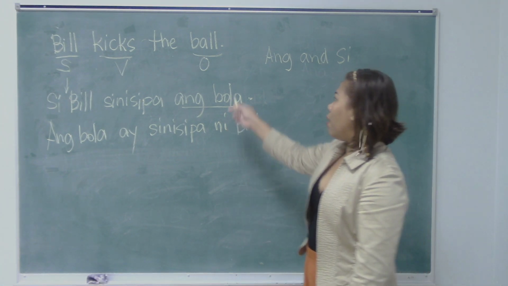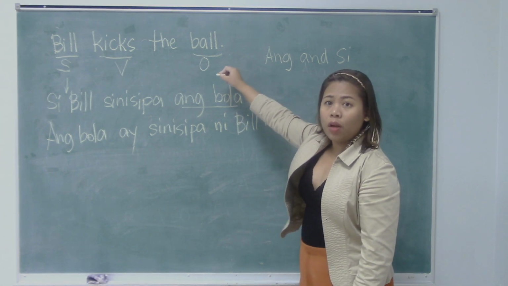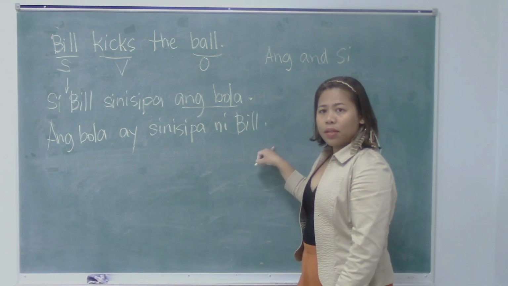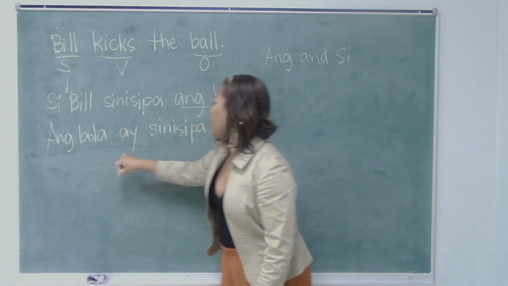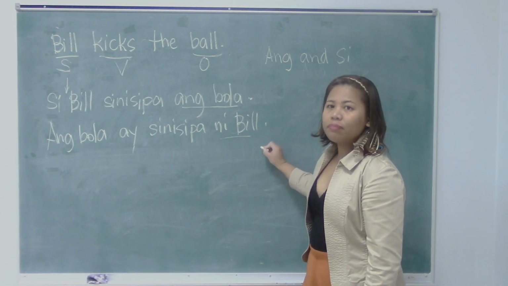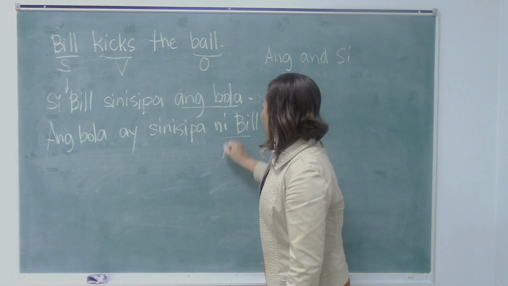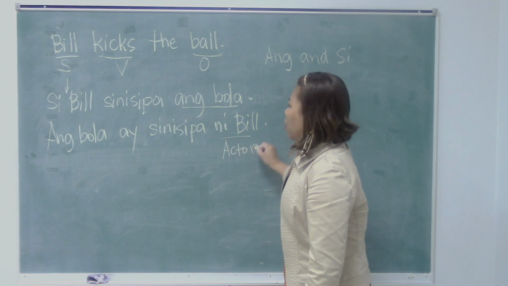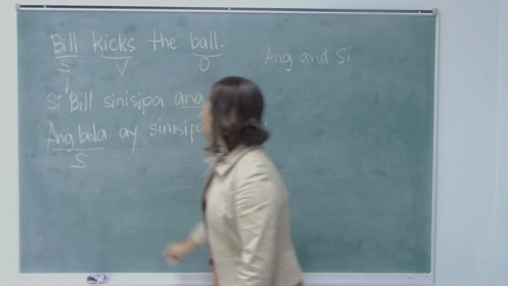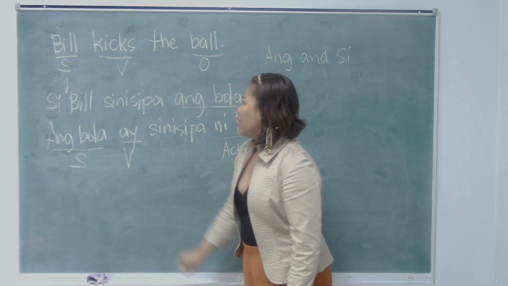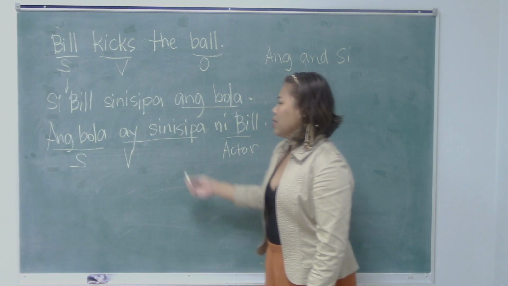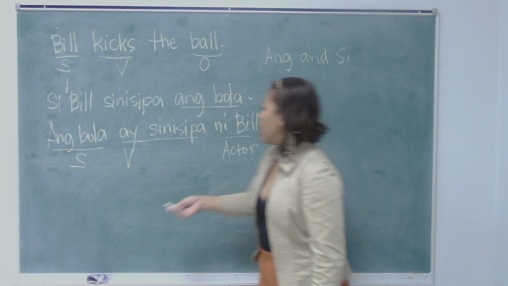See, now the ball, which was originally the object of the sentence, now becomes the subject. And this one is in passive voice in Filipino. Ang bola ay sinisipa ni Bill. Now, Bill here is still the actor. The ball now becomes the subject. This is our verb. It's a linking verb, ay, and sinisipa is the complete verb.